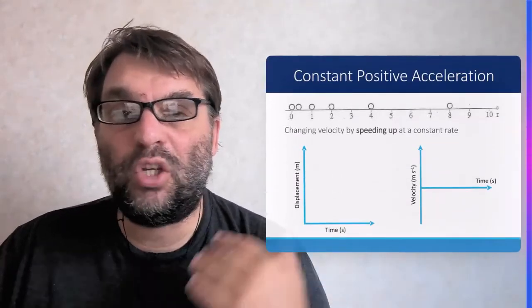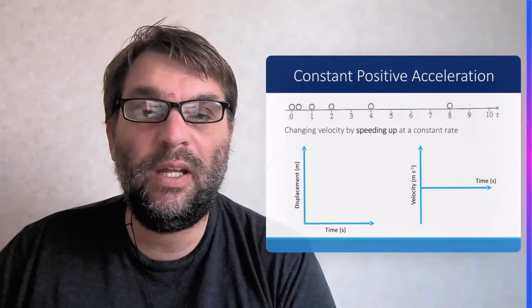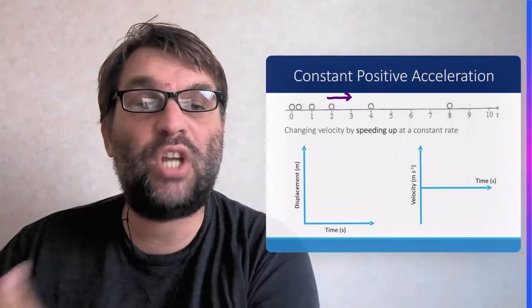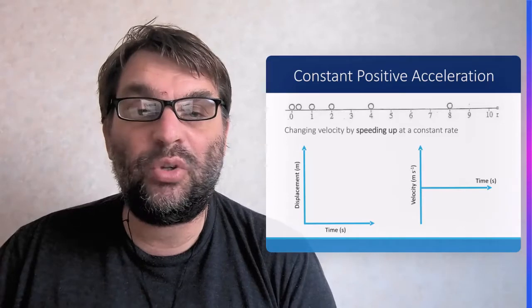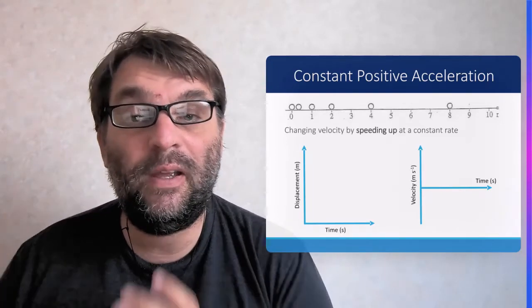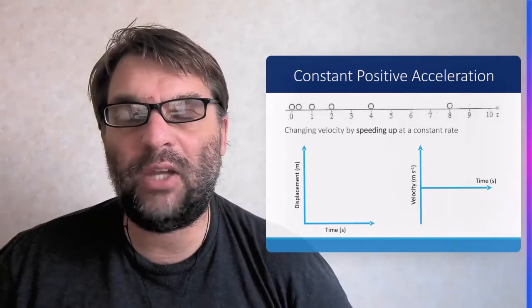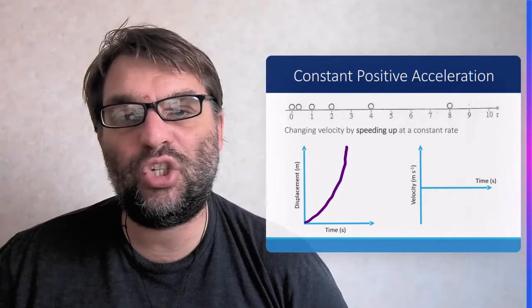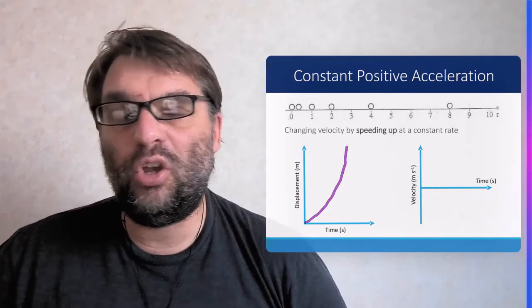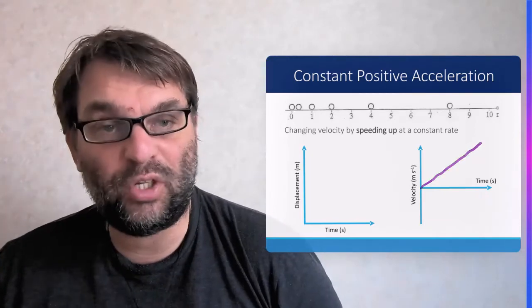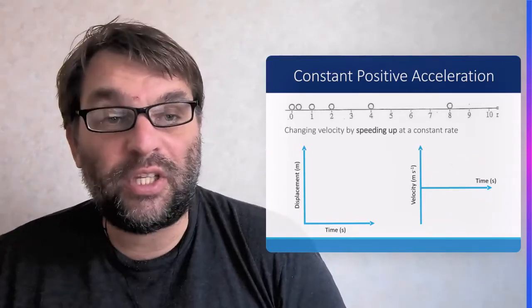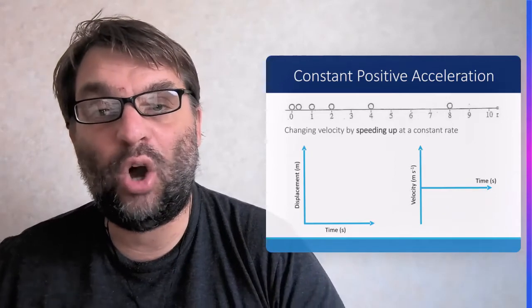So you have constant positive acceleration, where the velocity is changing or speeding up at a constant rate, and you'll see that as a displacement time graph, very much like the experiment you did. You saw that exponential relationship, that curved line. And in terms of a velocity time graph, it's going to be a straight line, because acceleration, the change in velocity over change in time, will be a constant.